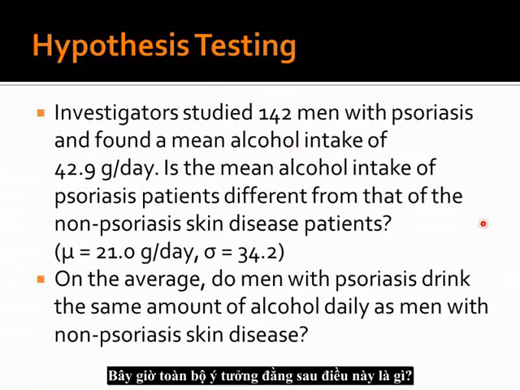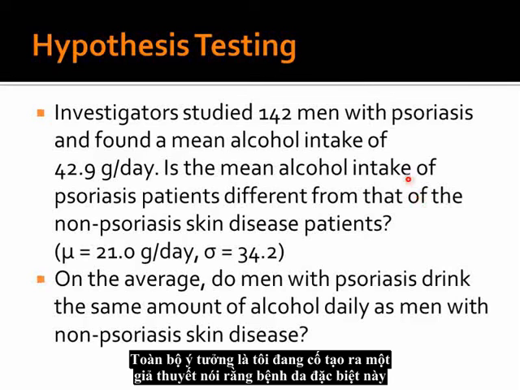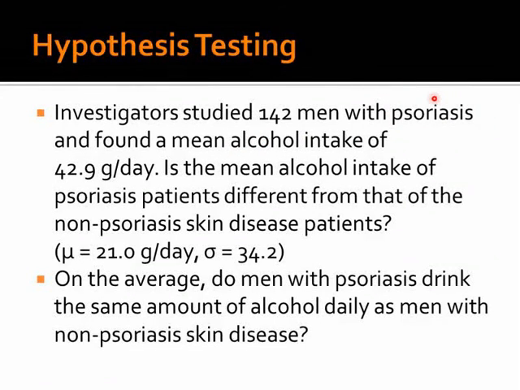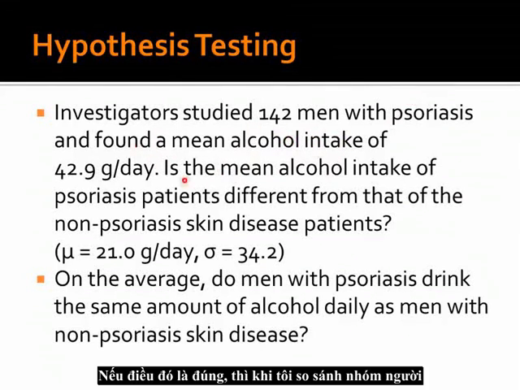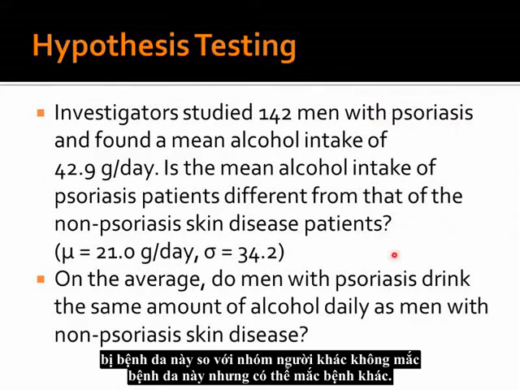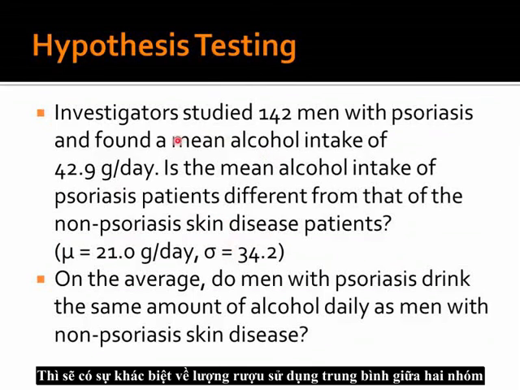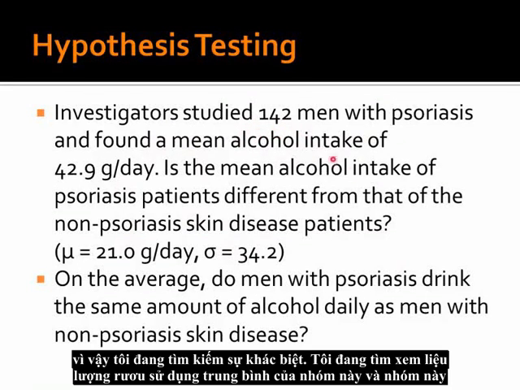Now, what is the whole idea behind this? The whole idea is I'm trying to make a hypothesis, or I have a theory. I have a theory that says that this particular skin disease has something to do with the mean alcohol intake, right? Now, if that is true, then when I compare the group of people with this particular skin disease to another group of people who do not have this specific skin disease but may have something else related, then there should also be a difference in the mean alcohol intake.